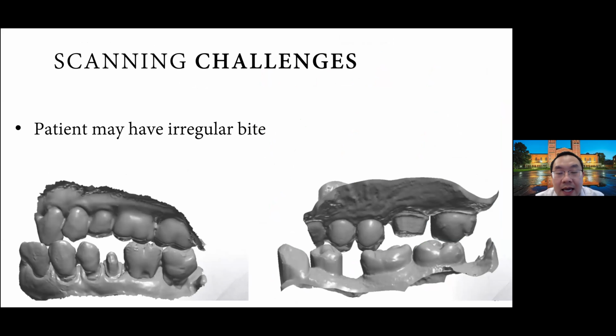Now, we're not talking about scanning limitations anymore. This is challenges. Challenges means something that the operator has more control over. If the patient has an irregular bite, it sometimes makes it difficult because the patient can have a cross bite, or the bite might not be stable when you take the bite scan. All those things can lead to errors in the final scan.